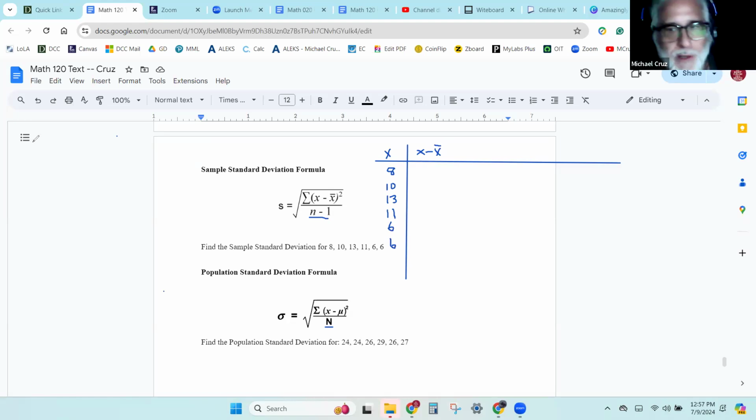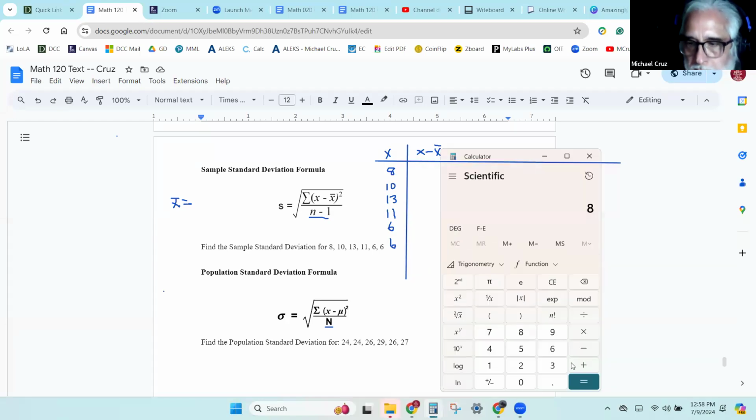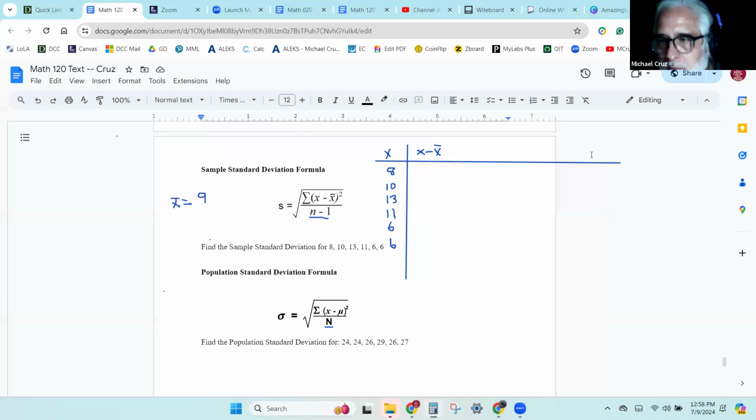Now, we've got to find out what the mean is. So let's add up all of these. Here the X bar is going to be all of those added up. So 8 plus 10 plus 13 plus 11 plus 6 plus 6. That's 54, and there are 6 values, so we're going to divide by 6. And so the mean is 9, meaning that the middle of the data set is 9.